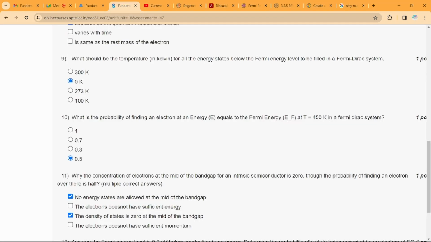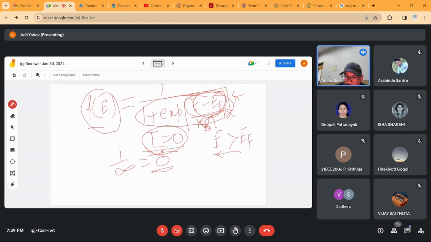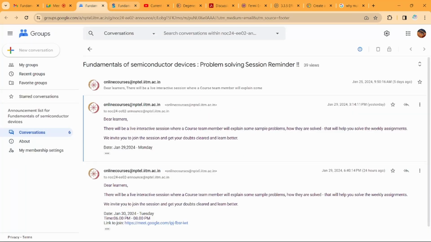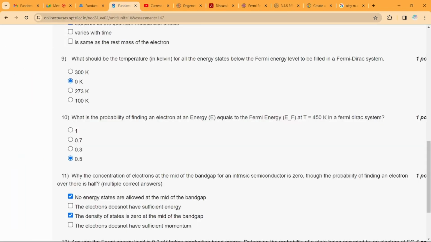Did you all get this thing? Get this point? Like, for T equal to 0, for all the energies greater than EF, the probability of finding an electron is 0.